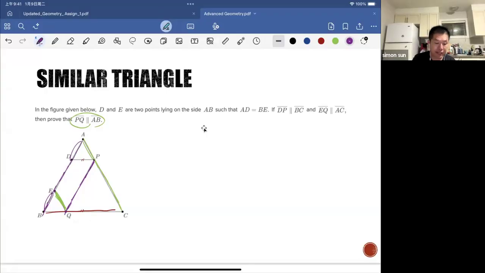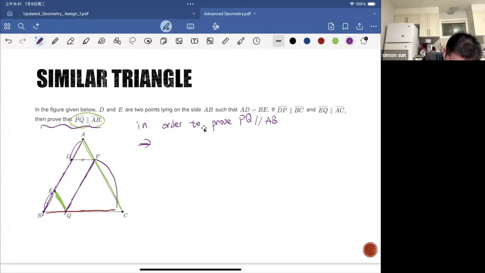Okay, for this one, if you just take a look at this graph, it's so complicated, right? It has so many points, so many lines. Why don't we start from the things we need to prove? In order to prove PQ parallel to AB, if we want to use the converse of the basic proportionality theorem, we have to prove CP over AP is equal to CQ over BQ.